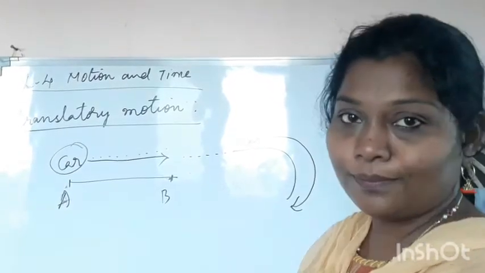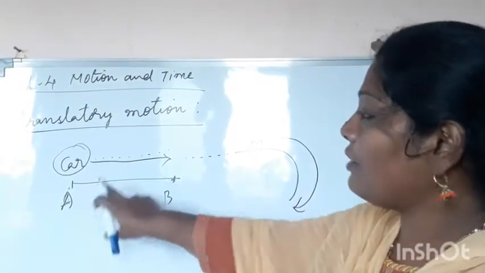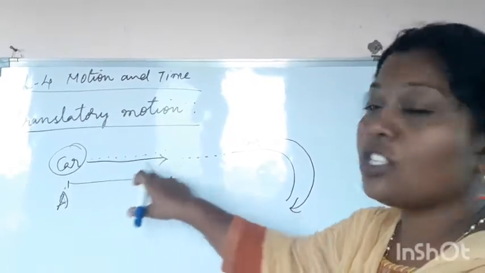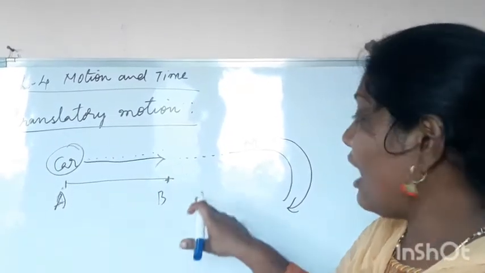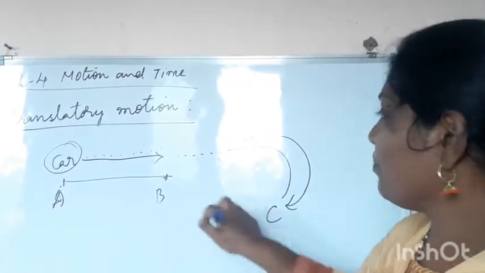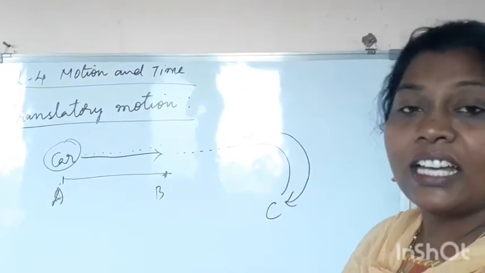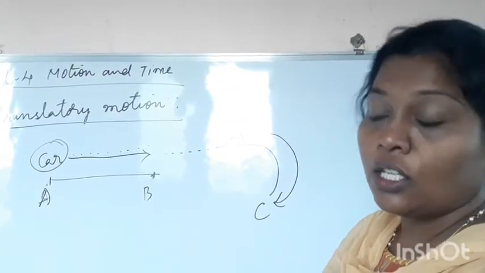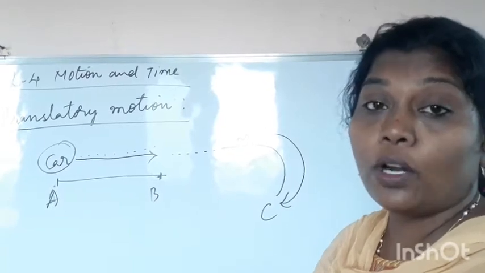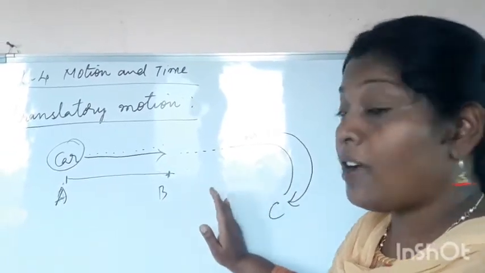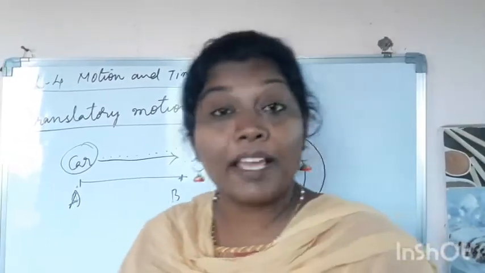Yes, children. Here the car traveling from point A to B is in the form of a straight line, and from B to C the car is going in a curved line. So children, here the important point is what the translatory motion explains to us.